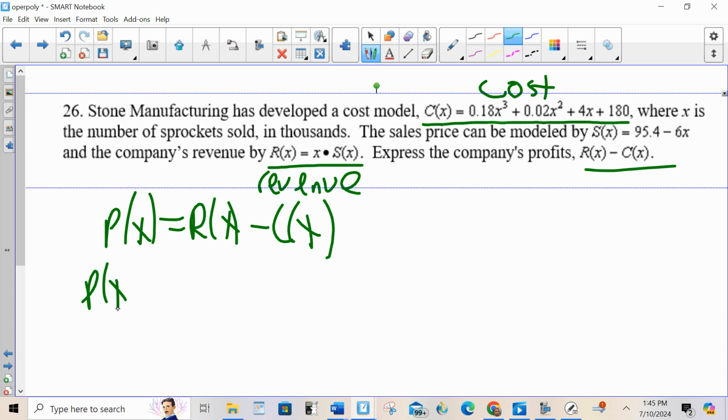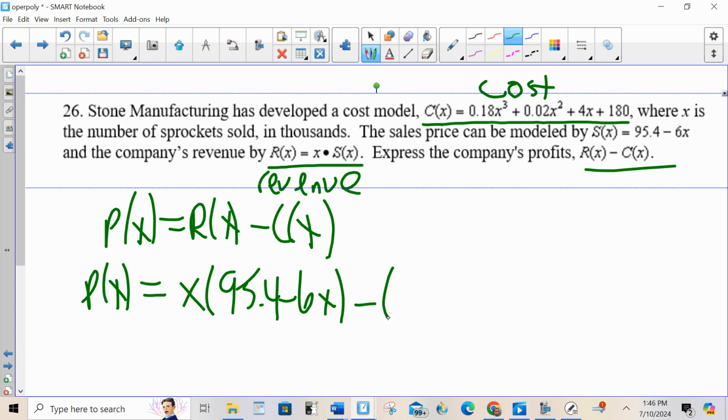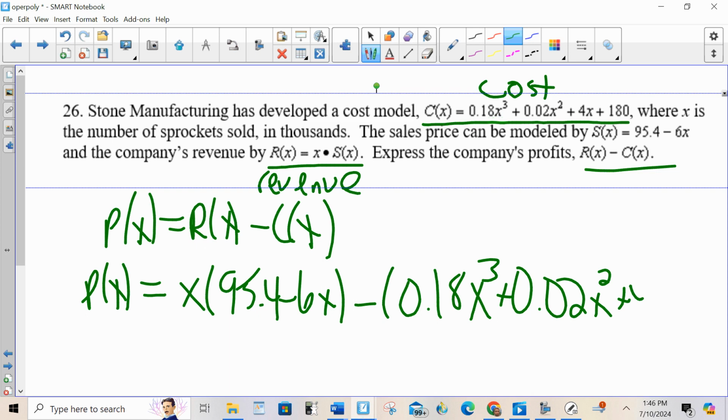P of X equals, so R of X is X times S of X, which is 95.4 minus 6x, minus cost, which is 0.18x to the third plus 0.02x squared plus 4x plus 180. And now it's just operations with monomials. We distribute the x, distribute the negative.